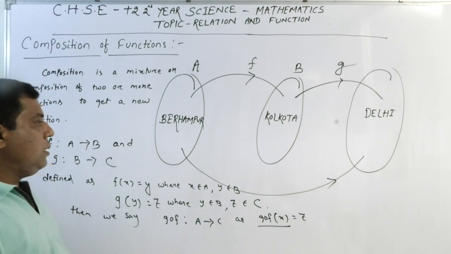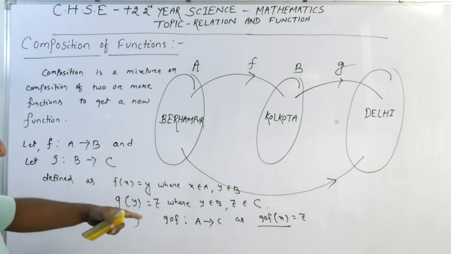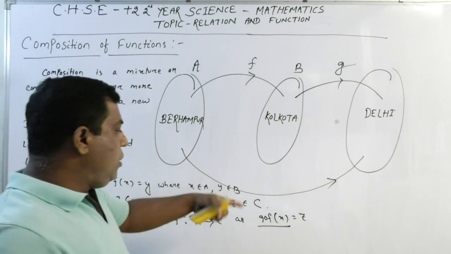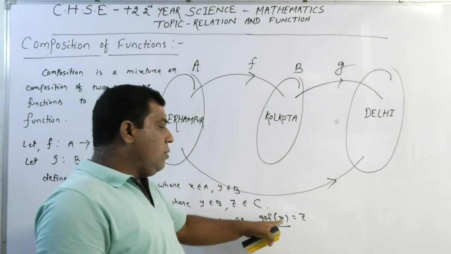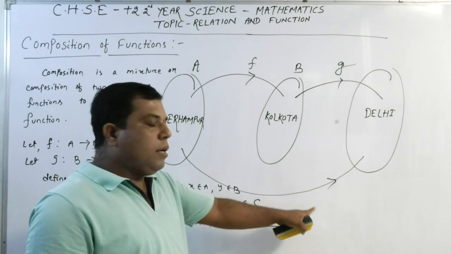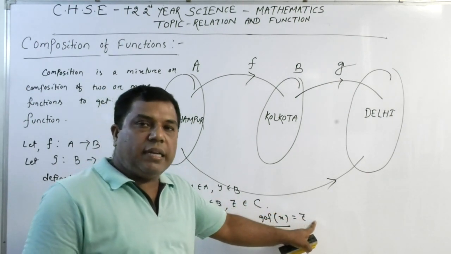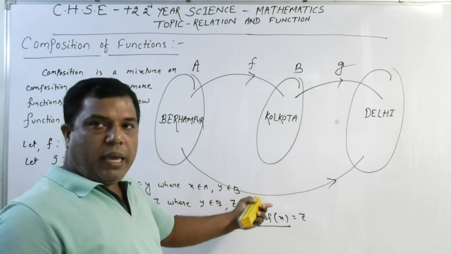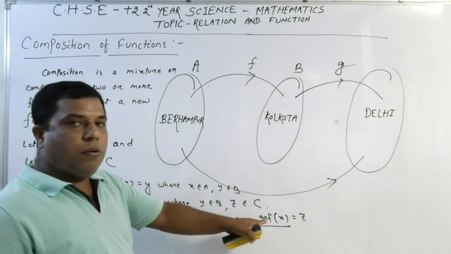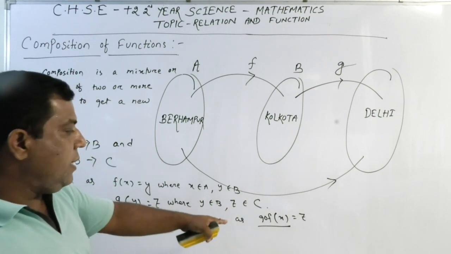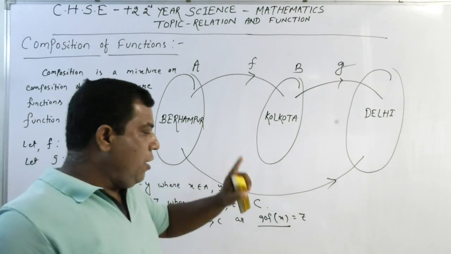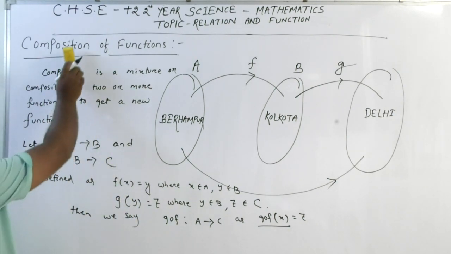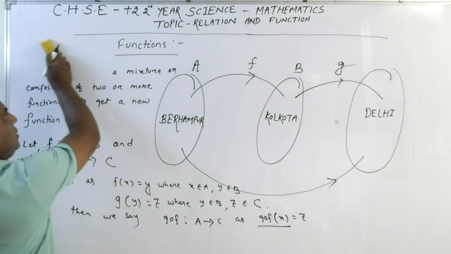Okay, my dear students, so you see the composition function g o f is defined from A to C, and what does it do? It converts the elements x of A to the element z of C, through B. Okay, let us again go to that one and see how the composition is done. So I am erasing this one.